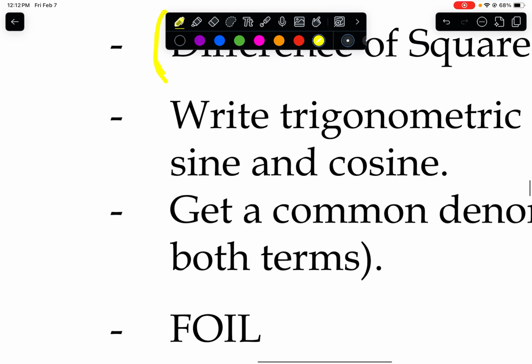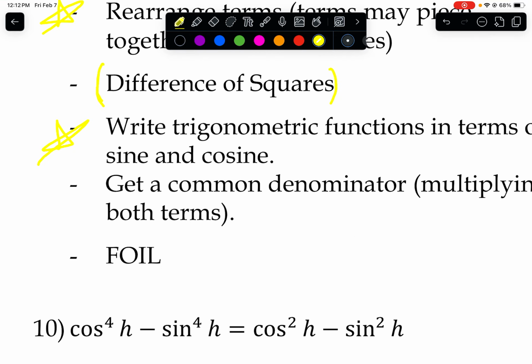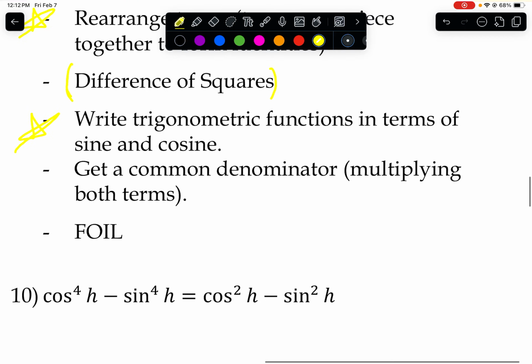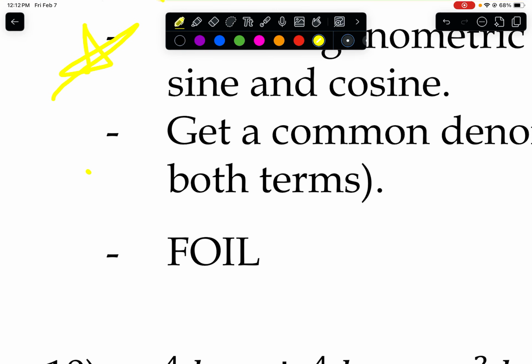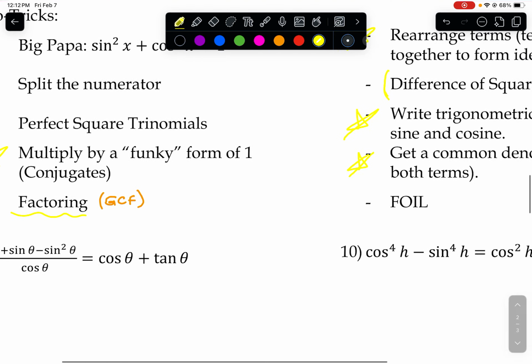Writing your trig values in terms of sine and cosine, this is another really big one. So that's what we're going to probably do the majority of the time. And then getting a common denominator. So this is going to be kind of a funky form of 1.